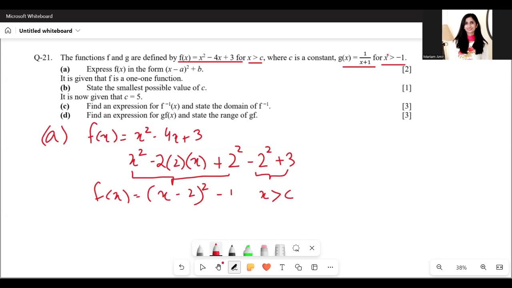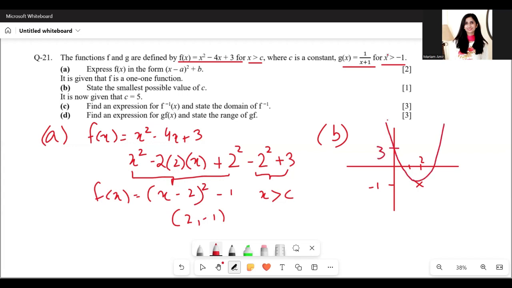Part A is done. Part B says, it is given that f is a one-to-one function. Find the smallest possible value of c. Now if it's a one-to-one function, then it must pass the horizontal line test. For that, I'm going to first sketch this curve. The turning point of this curve is (2, −1), we know that from quadratics. It's going to be a U-shaped curve passing through 3, the y-intercept would be 3. So a curve like this roughly.